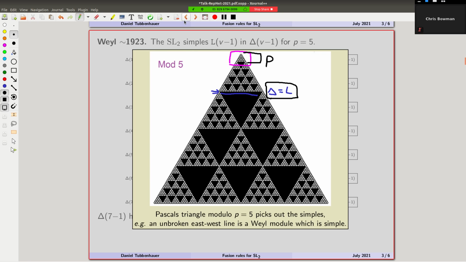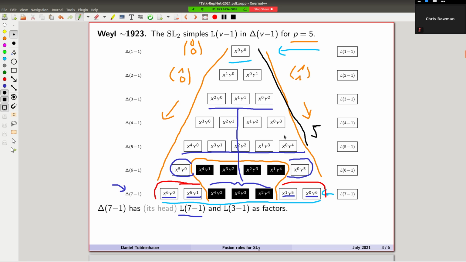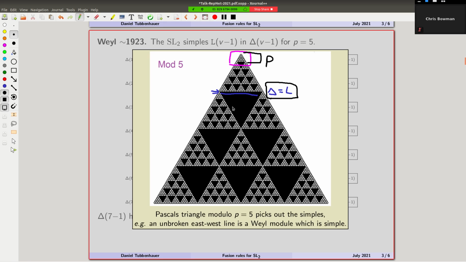And so the statement here is, if you do this trick in your favorite characteristic, 2, 3, 5, whatever you want, then you also get a complete, non-redundant list of simple modules, which is, I think, a very nice way to get the simple modules from Pascal's triangle.